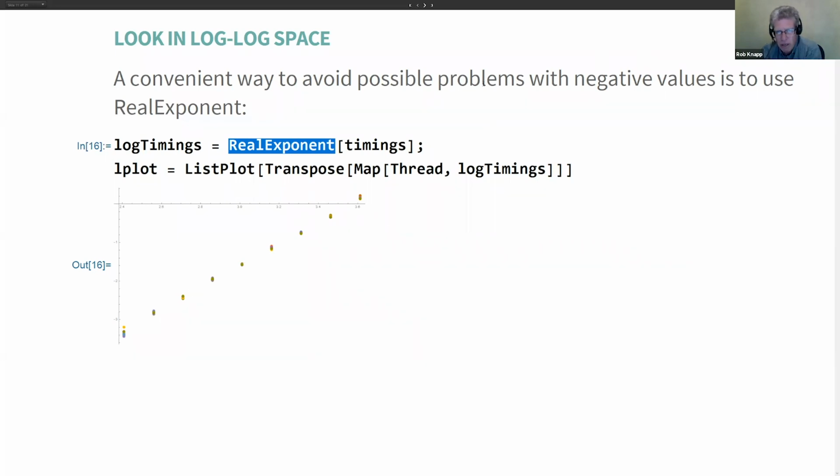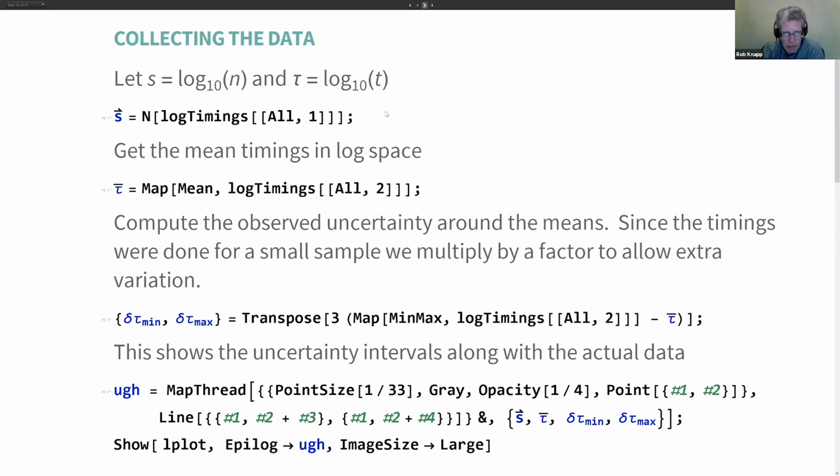So what I want to do is consider this variation as a parametric thing, as an uncertainty, and then do fits based on that view of the data. Okay, so first let's think of doing a linear fit.